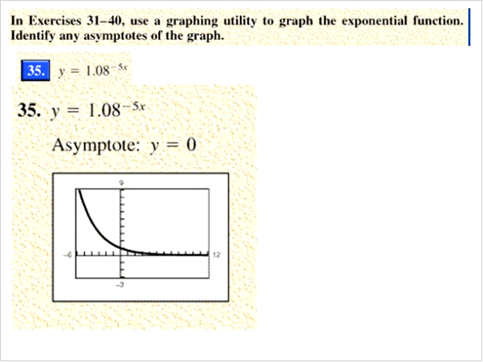Next, we can actually graph this first. When I graph this function, I get this right here, and it appears that the asymptote is y equals 0. Again, it gets closer and closer to the x-axis but never touches it. So I have a horizontal asymptote at y equals 0.